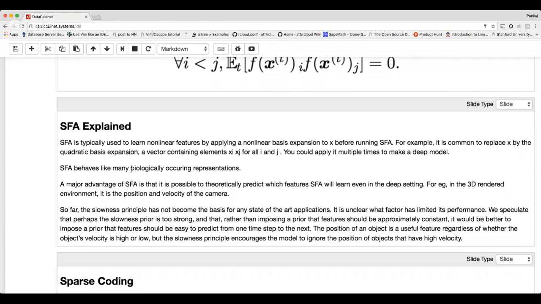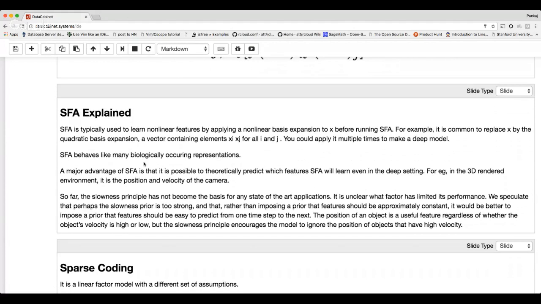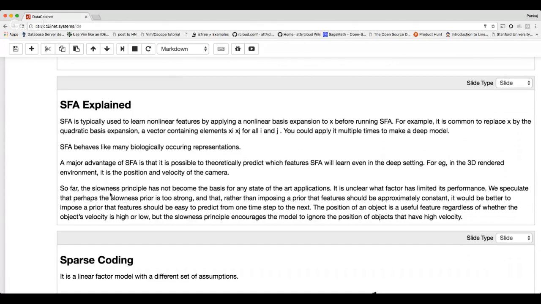The book mentions that SFA has some biologically plausible representations, like some neurons in frogs behave like SFA does. It's also possible to theoretically predict what features it will learn. For example, if you have a scene in which a camera is moving and recording a space, then SFA can learn the location and velocity of the camera, which is basically a linear thing. So that's why it can do that.